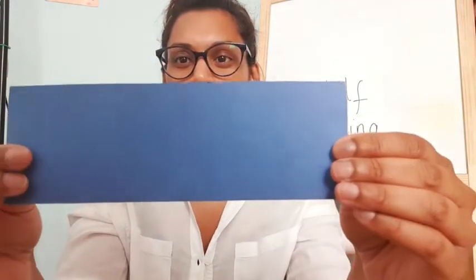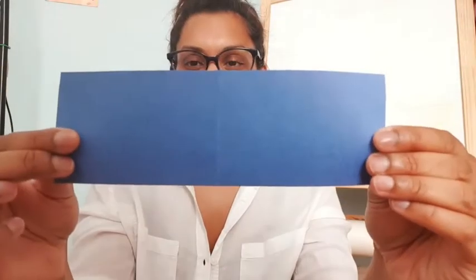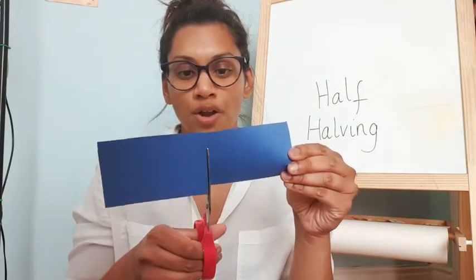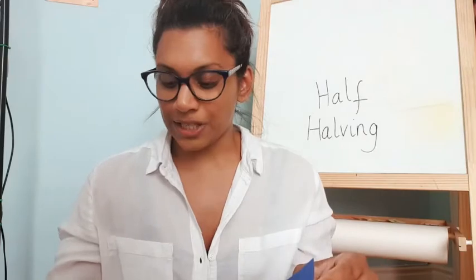One whole is like this, okay? Then you get your scissors and you cut carefully along the line. Be very careful with scissors. So we've gone from one whole into two equal parts, into half of an oblong.